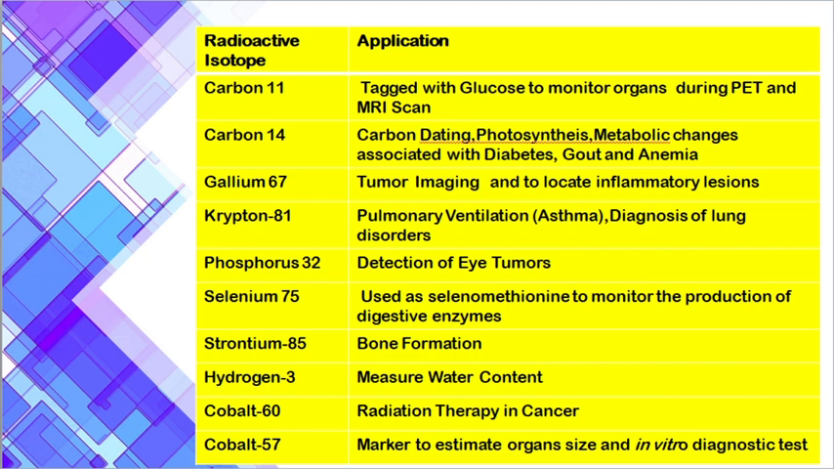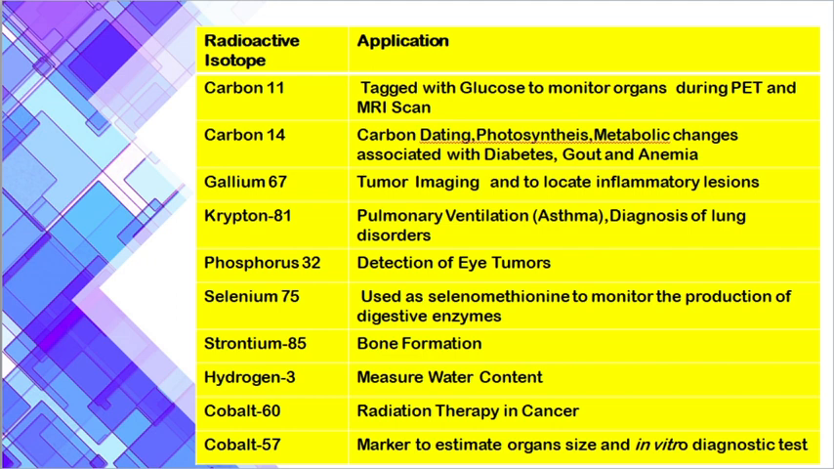It is used for carbon dating in archaeology field and photosynthesis. It is used to study plant photosynthesis. In addition to that, it is used to study metabolic changes associated with diabetes, gout, and anemia. Next is gallium-67, which is used for imaging tumor, as well as it is used for locating inflammatory lesions during infections.